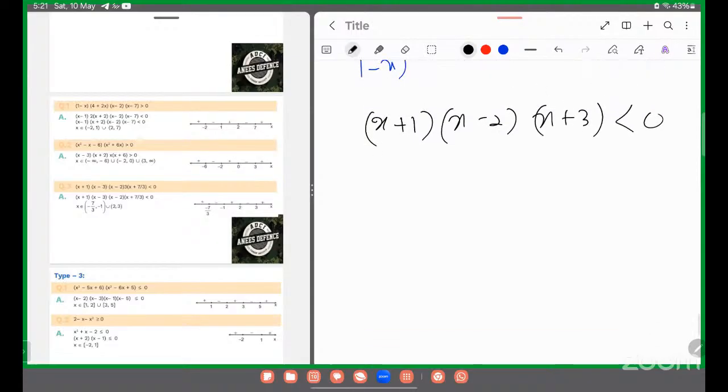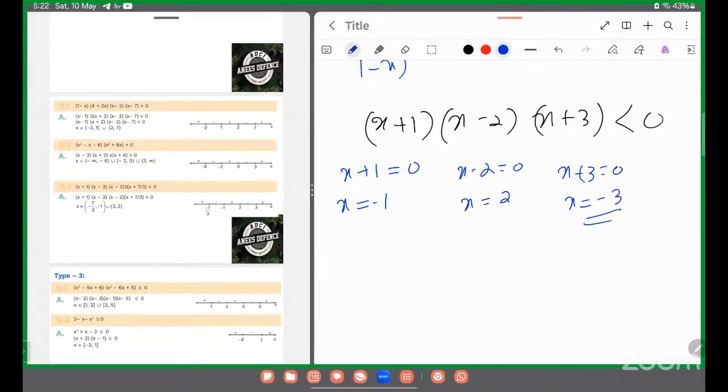If the equation is not in the standard format, that means along with x, there should be a coefficient which is 1. So (x plus 1)(x minus 2)(x plus 3). Here we can see the critical points. Critical points means x plus 1 equal to 0, so x is equal to minus 1. x minus 2 equal to 0, so x is equal to 2. x plus 3 equal to 0, so x is equal to minus 3. These are known as critical points.